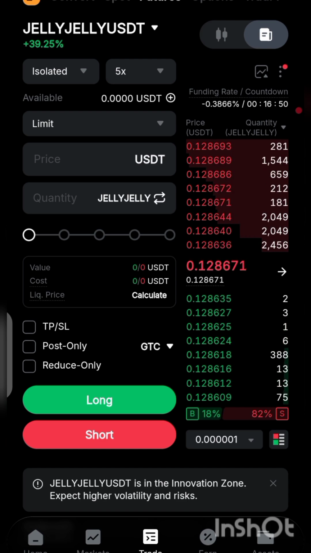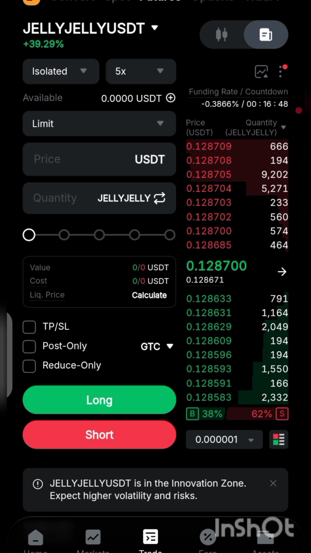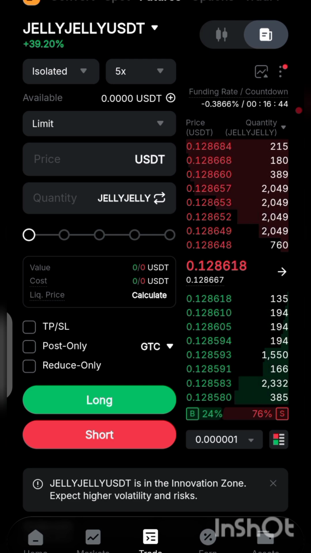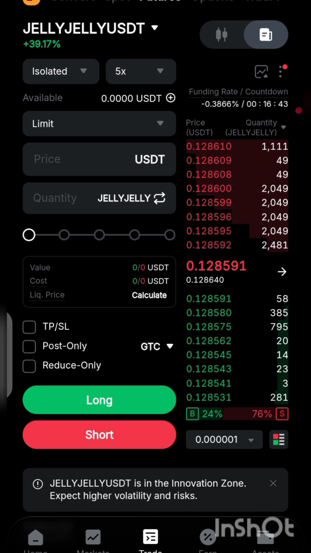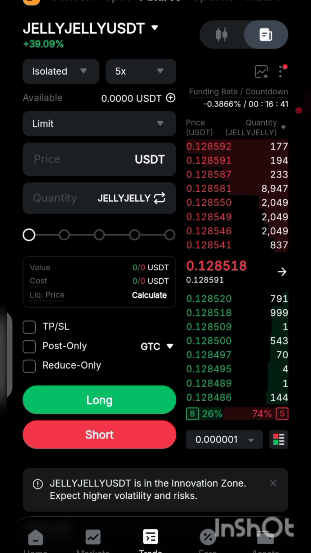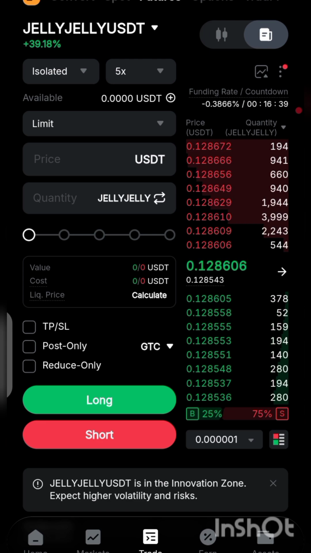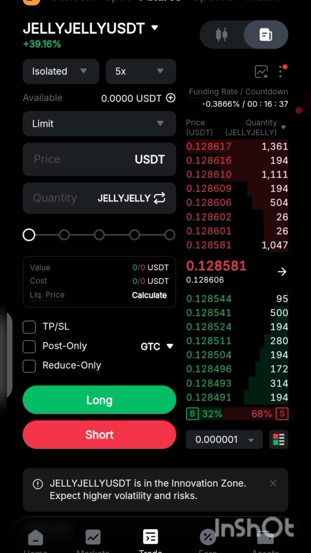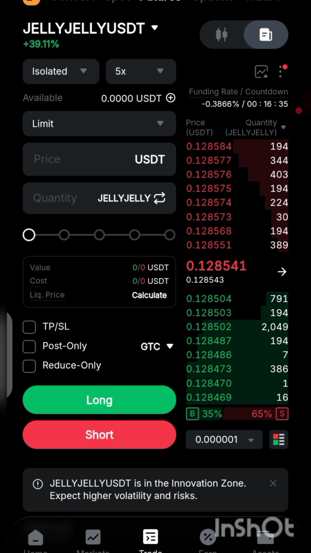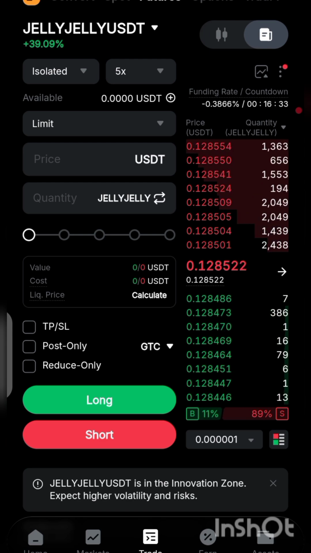That is the more reason why I choose the bot over this normal manual trade. Because the bot is very powerful and can easily detect the downside and upside of the market. So this is the one I'm going to be doing.